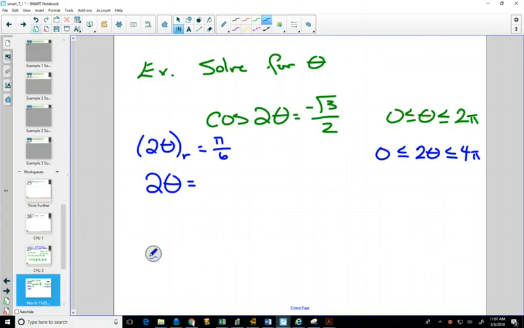But since cos is negative, what quadrants would it be in? Quadrant 2 and quadrant 3. Of course, quadrant 2 and quadrant 3 is just once around your circle. On the second time around the circle, what would be coterminal with 5 pi over 6?